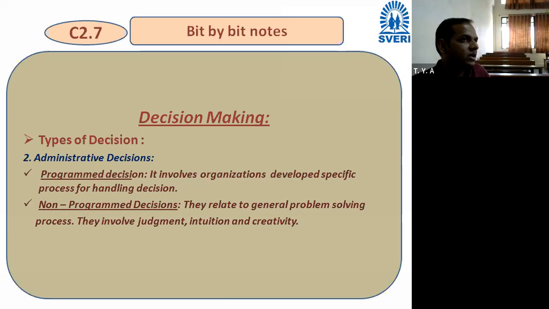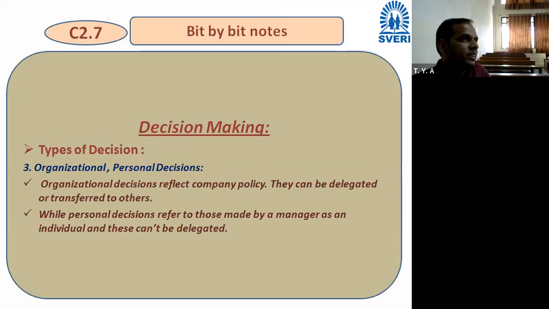Right, so in that way you can also remember. Then the next type of decision: organizational or personal decision. So organizational decision reflects company policy. They can be delegated or transferred to others. What is an organizational decision? An organizational decision reflects company policy, meaning what the company has decided.